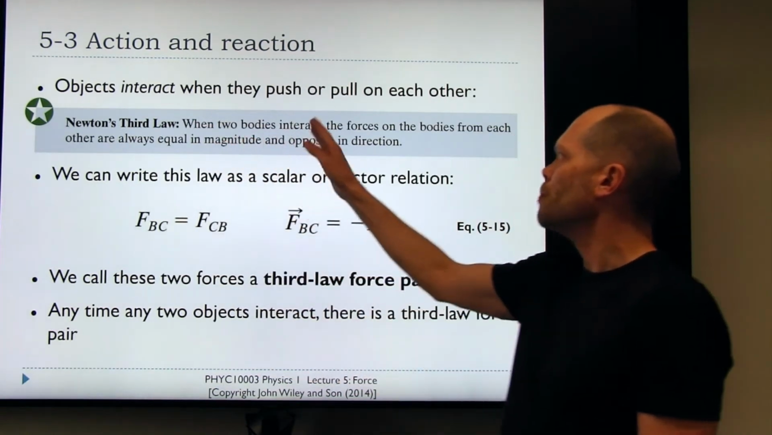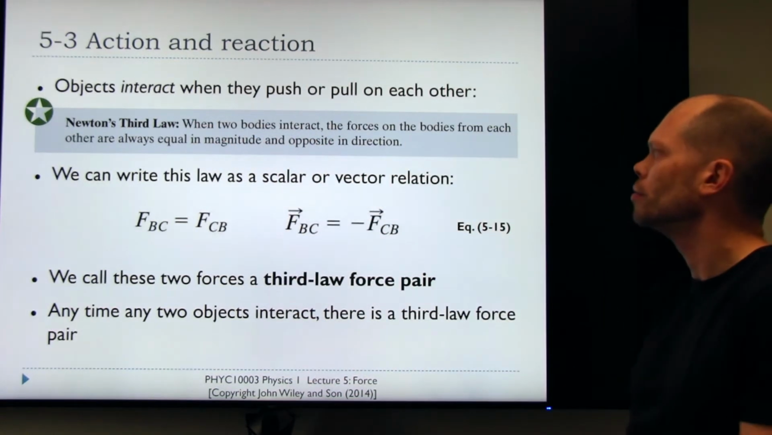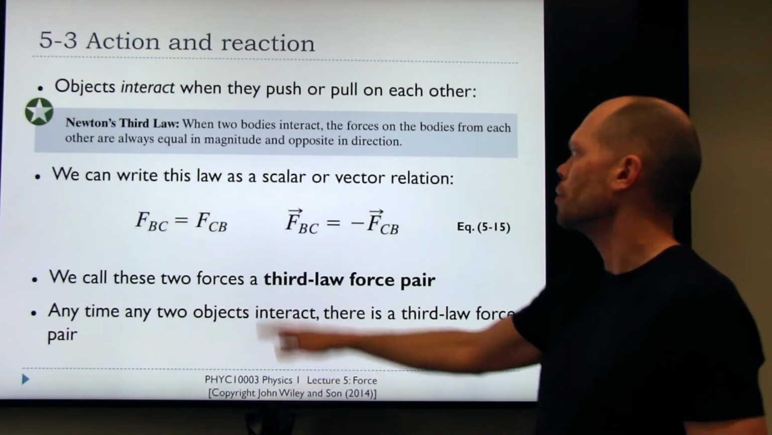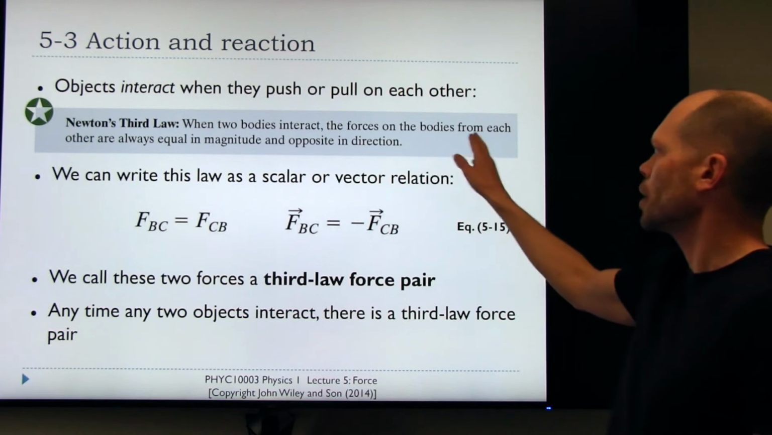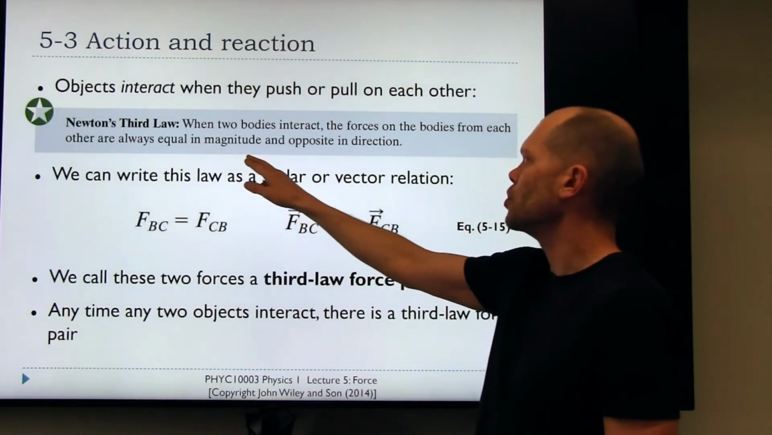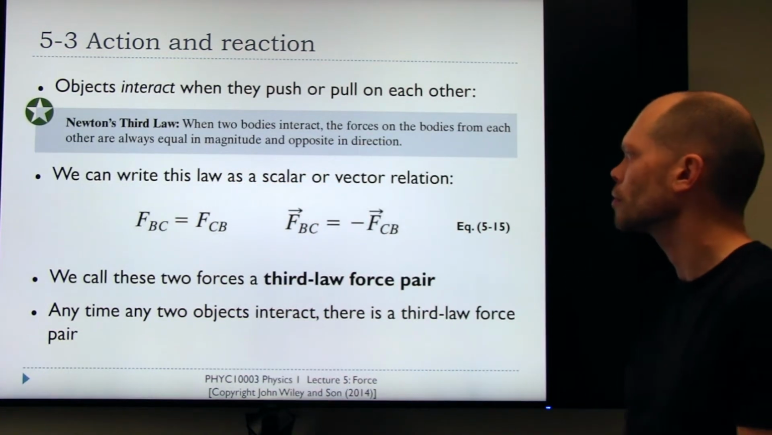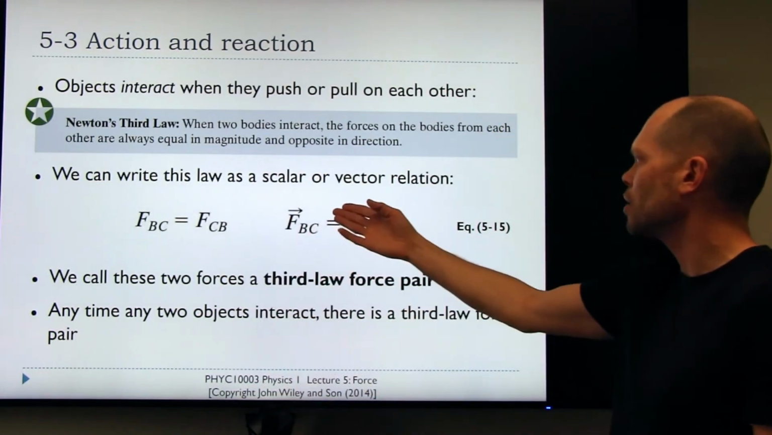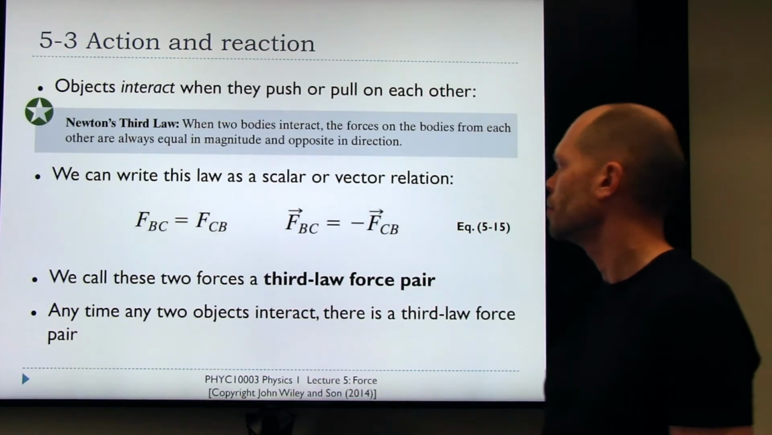Objects interact when they push or pull on each other. So a more formal way of saying Newton's third law: when two bodies interact, the forces on the bodies from each other are always equal in magnitude and opposite in direction. So we're going to write it down mathematically. We can write this as a scalar or a vector relation.